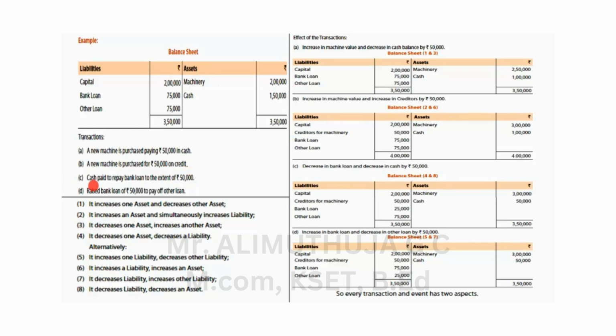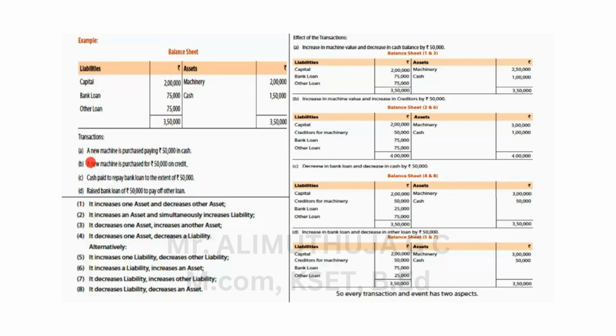Transaction C: cash paid to repay bank loan to the extent of rupees 50,000. Bank loan, look at the balance sheet, is 75,000; 50,000 you cleared, you repaid. Transaction D: raised bank loan of rupees 50,000 to pay off other loan. In transaction D, you took a loan to pay off other loan. Other loan is 75,000; you paid 50,000 rupees partly. Now we shall discuss the effect of transactions.